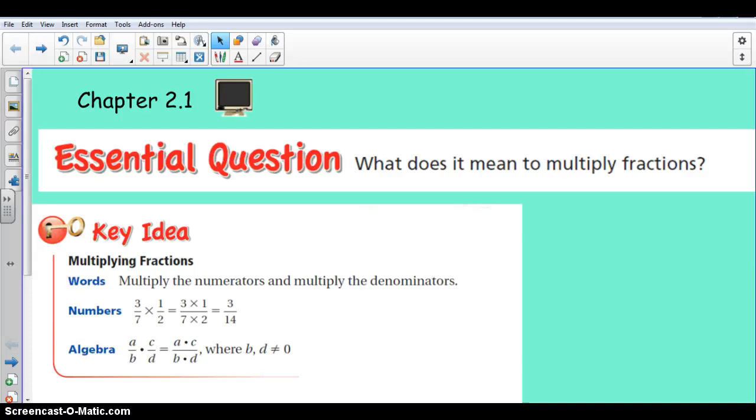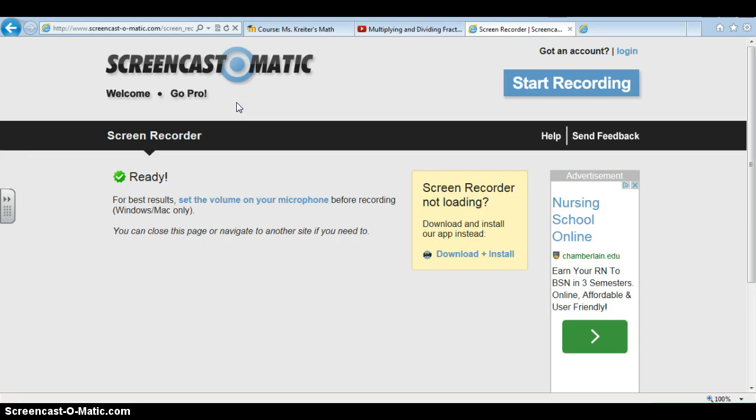Chapter 2, Section 1. The essential question for this section is, what does it mean to multiply fractions? Before we start, we're going to watch a short video and then get right into the lesson.